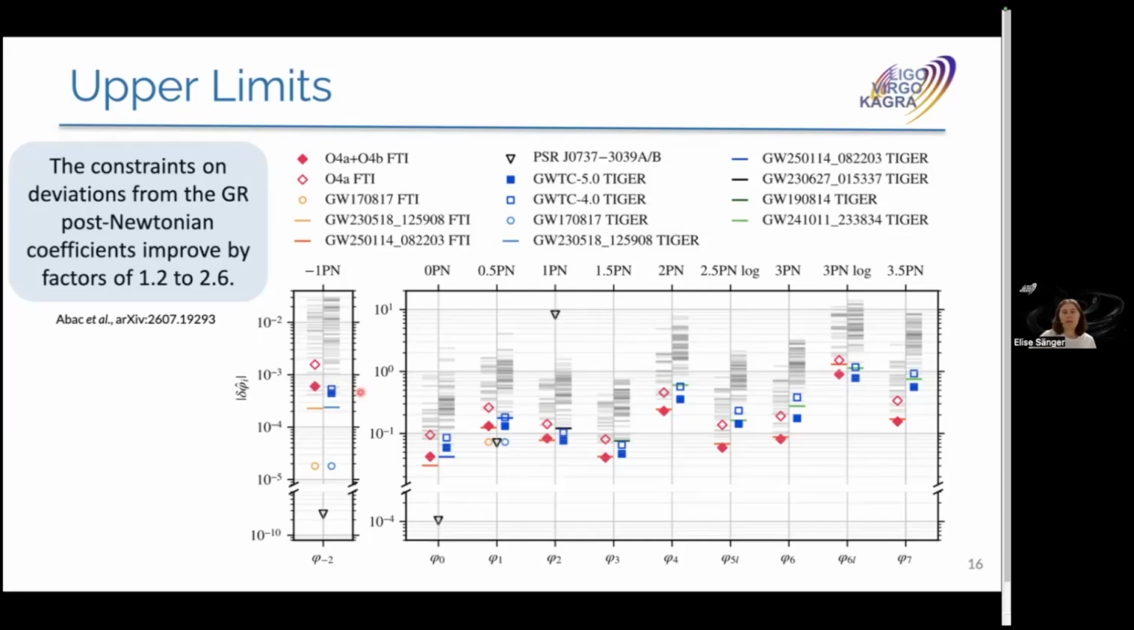The individual event results are shown as the horizontal lines, and we highlighted the best event at each PN order. We also have at -1 PN the results from the binary neutron star GW170817, which are still the best constraints for dipole radiation, and are about an order of magnitude better than the previous bounds. So next, I will hand over to Nicole for the ringdown.